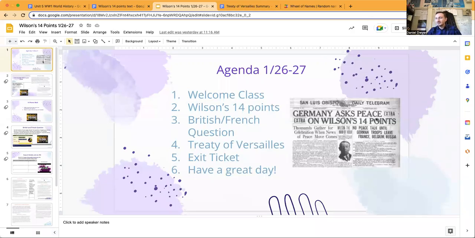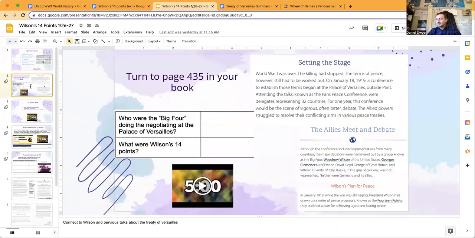All right, so in case you were not here on the 26th or 27th, this is what we did for the day. So we started out looking at the textbook. I did screenshots of all of it, so this is all you had to read. So I want you looking for who are the big four doing negotiating at Palace of Versailles.